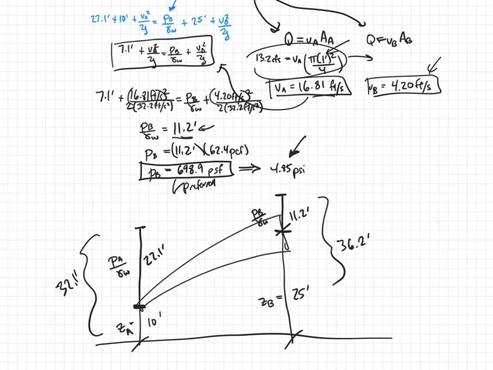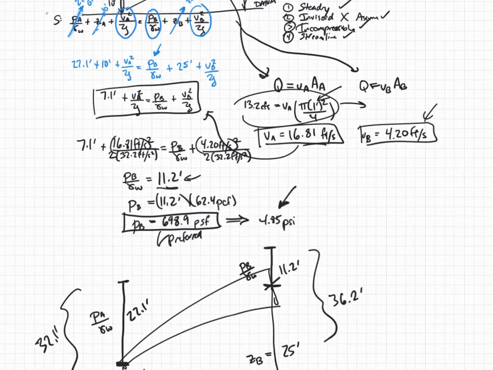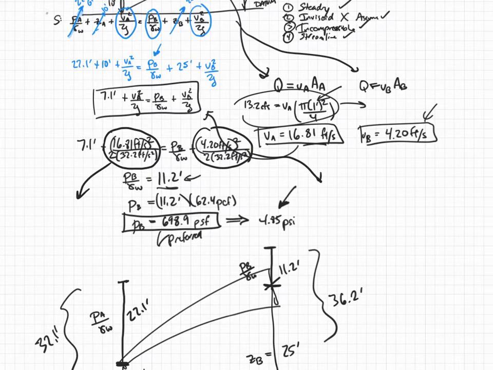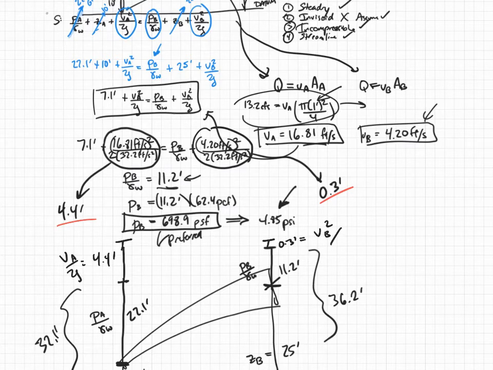Okay, and then note that if I were to solve for this term right here, I could do the same for this term right here. Okay, and plug those into the calculator. I get 4.4 feet on this side, and I get 0.3 feet on that side. Okay, then if I plot those on here, this is going to go up here. I'm going to get 4.4 feet. Obviously, I'm not doing this to scale. And right here, I get 0.3 feet. And this would be VA squared on 2G. This would be VB squared on 2G.